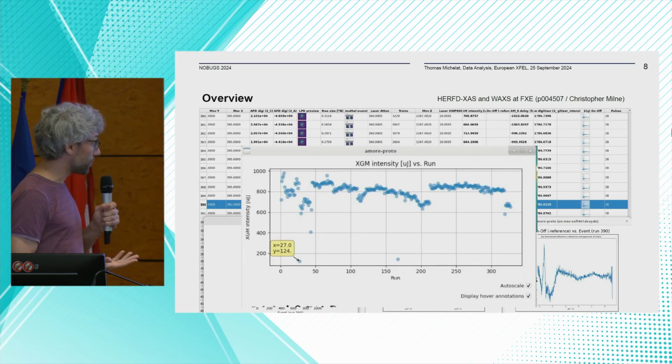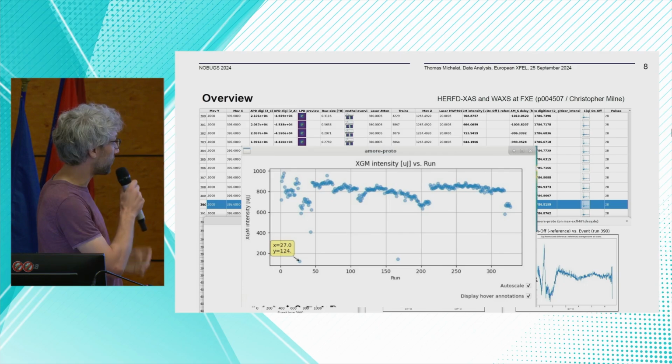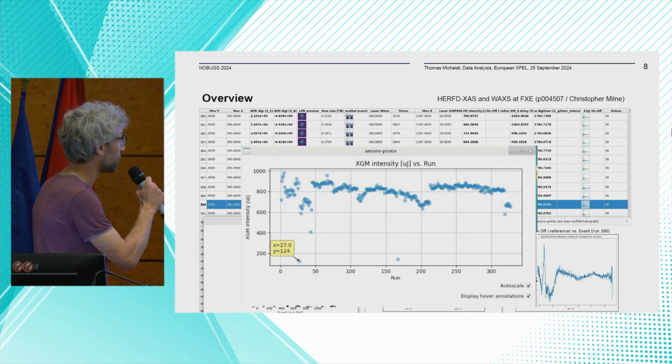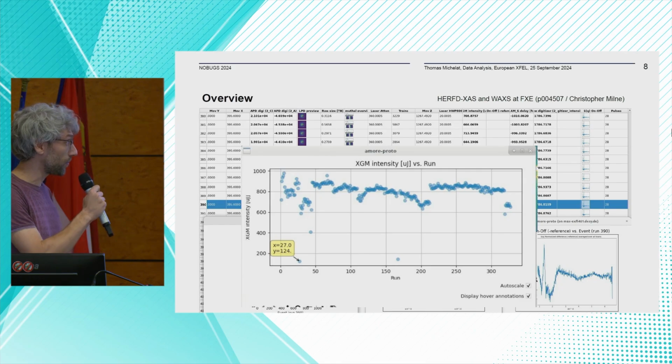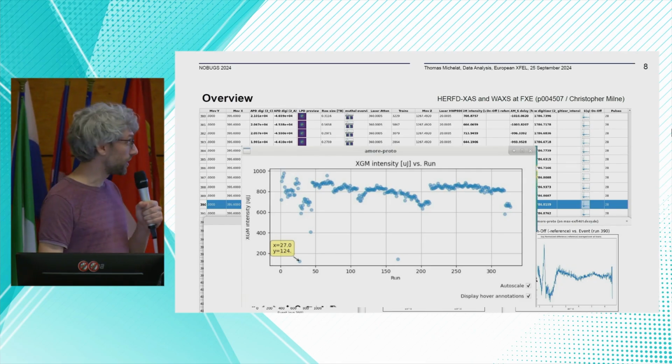Other things you can do is see the trend of data over your experiment. In that case here, you would see the average beam energy per run over the full experiment. And you can do that with any kind of quantity you have put in your table.